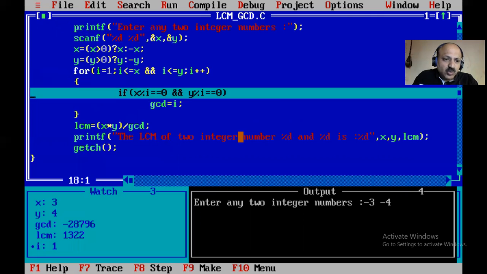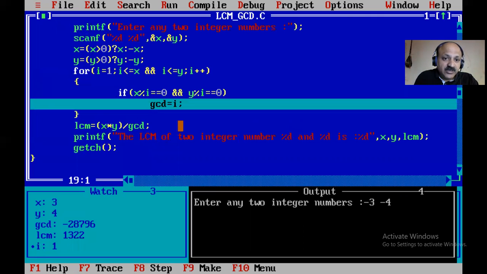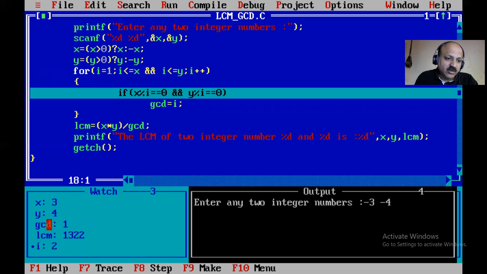Now I assign i to 1, directly start from 1, and if x modulo i equals 0 and operator y modulo i, the remainder is 0, then GCD is that common i. So let us check that. Yes, here the if condition, you can look here, that is 1. So 1 gives remainder 0 for both, yes, definitely. So GCD is assigned i, which is now 1. So 1 is assigned to GCD. You can look in the watch window.